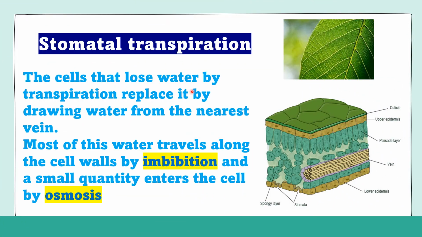The cells that lose water by transpiration replace it by drawing water from the nearest vein. Here you can see this is the vein. This consists of xylem vessels. Most of this water travels along the cell walls, from the cell wall of one cell to the cell wall of another, by imbibition, and a small quantity enters inside the cell by osmosis.